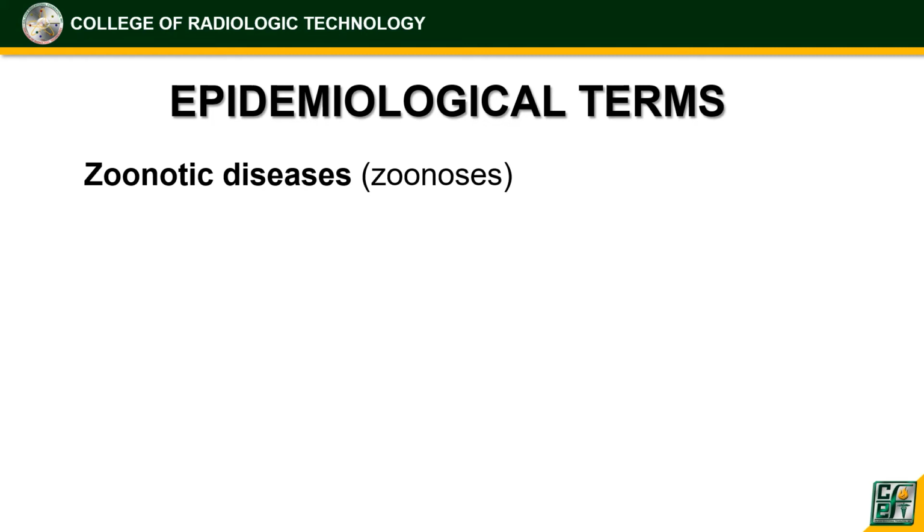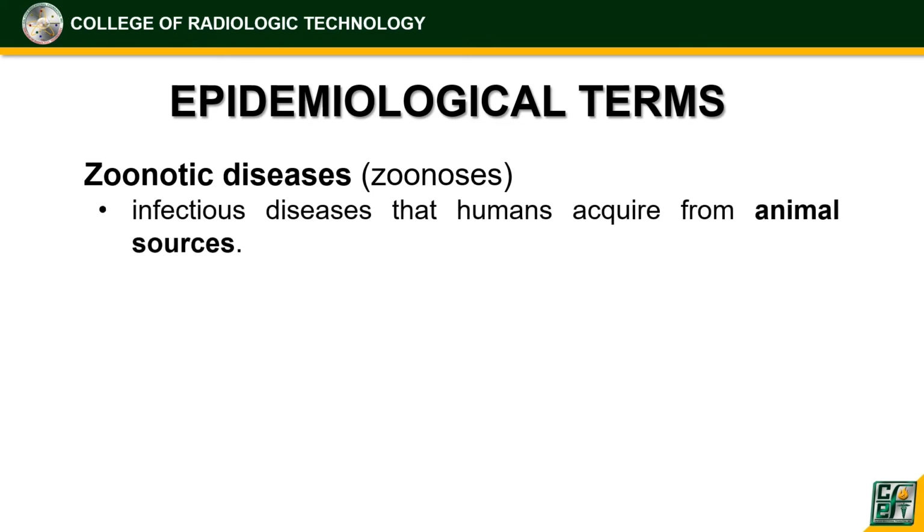Next term is zoonotic diseases or zoonosis. From the word zoonotic or zoonosis, definitely you will be thinking about animals. These are infectious diseases that are acquired by humans from animal sources. Okay? An example of that is rabies.